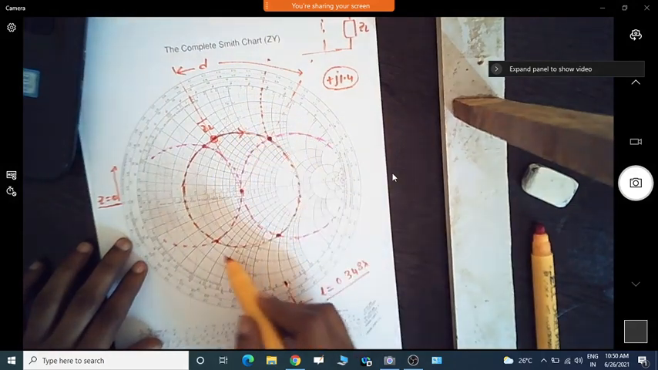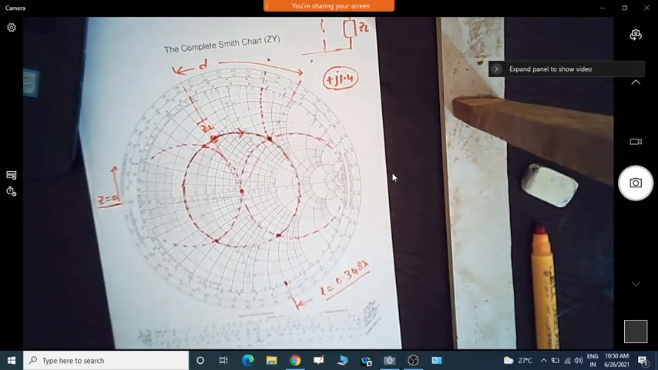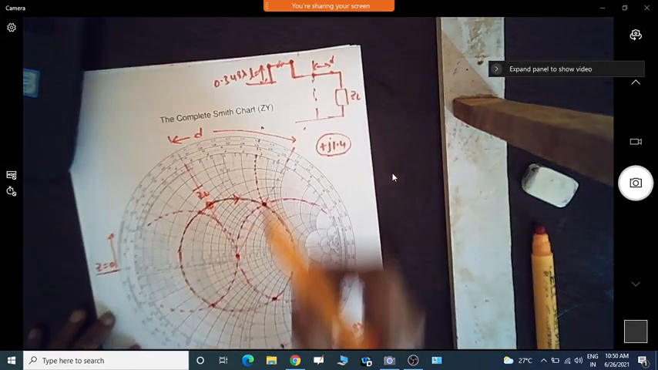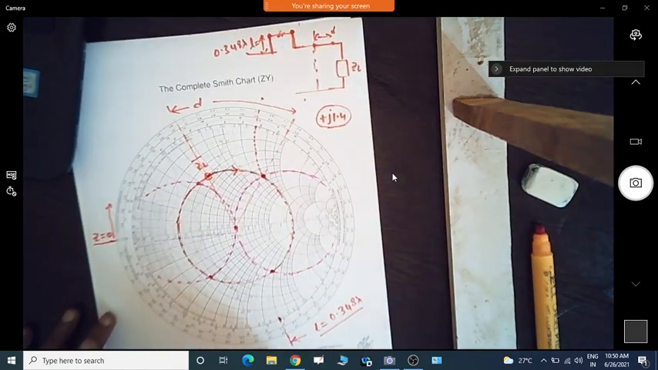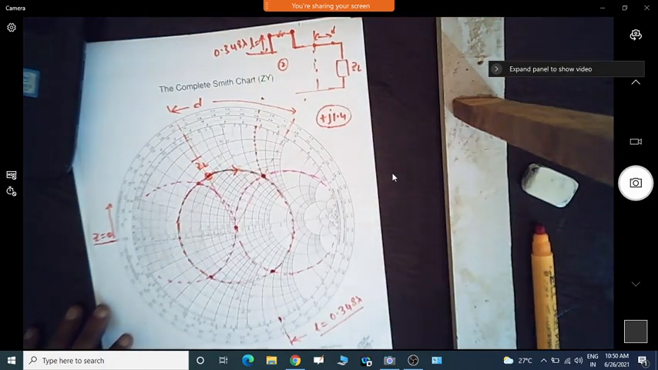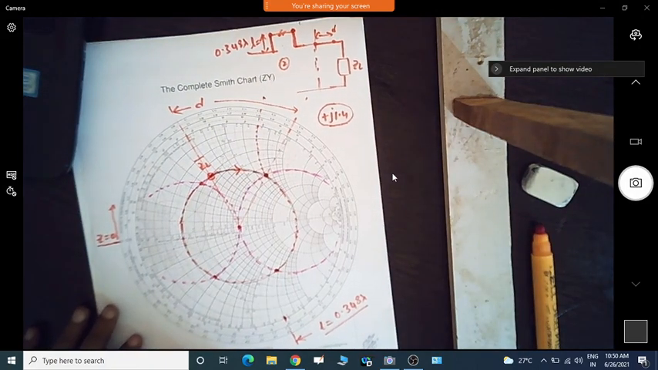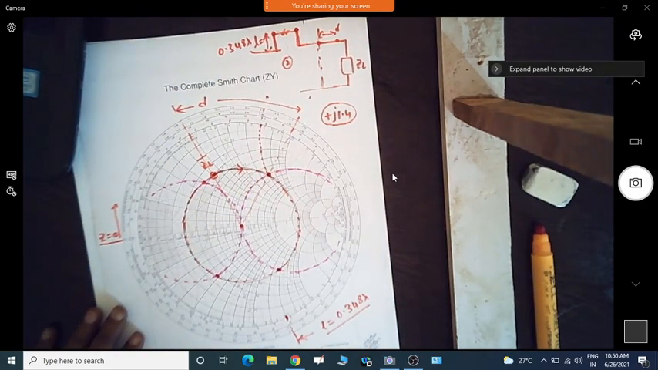Similarly, we move further along the conductance circle and we can get another two solutions. So for the series open stub, two solutions, and for the parallel or shunt open stub, again two solutions you will get. So you try to do this: the parallel or shunt open stub solutions.